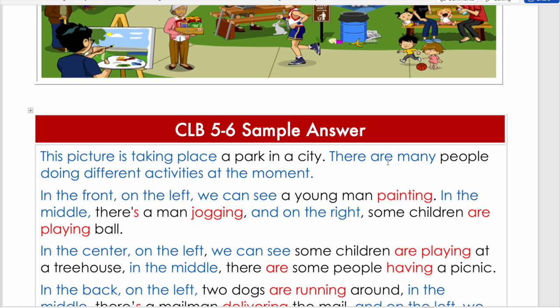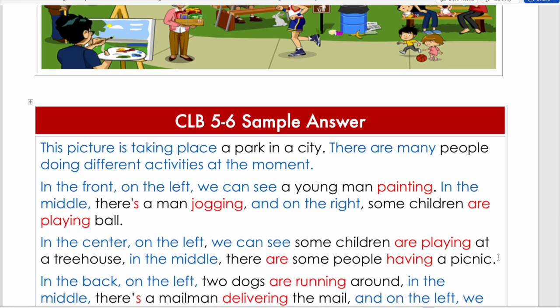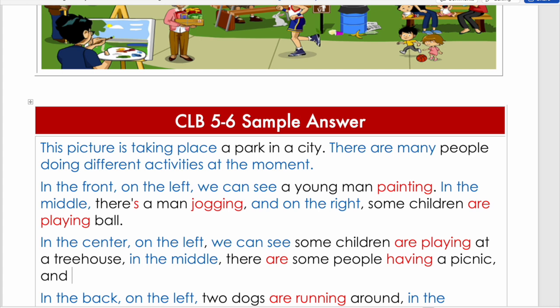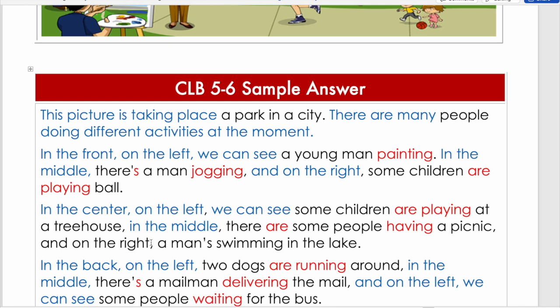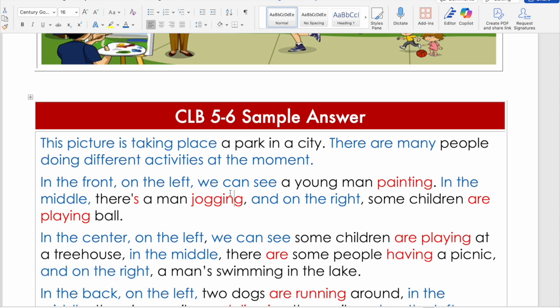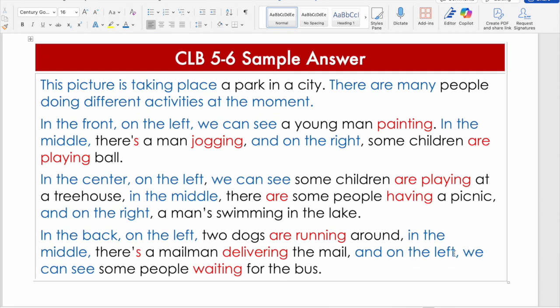Very good. Now, I just want to add for the middle. Let me put here, and on the right, a man swimming in the lake. I just want to put that one in just to add it. And this should be on the right here, on the right. Okay, on the right. And here should be on the right. Okay, very good. So you see, we have three very good ideas.